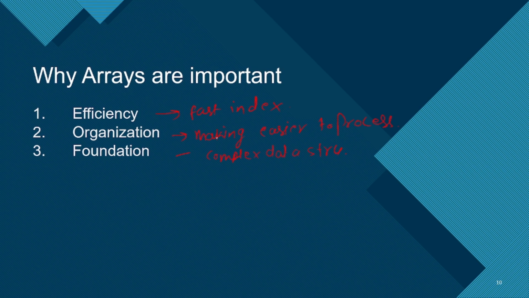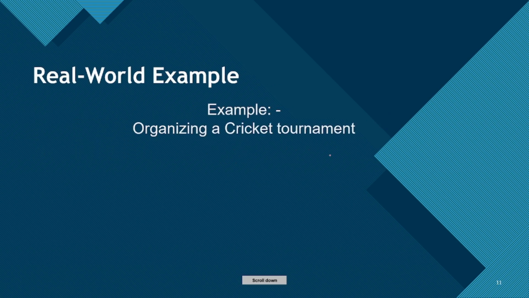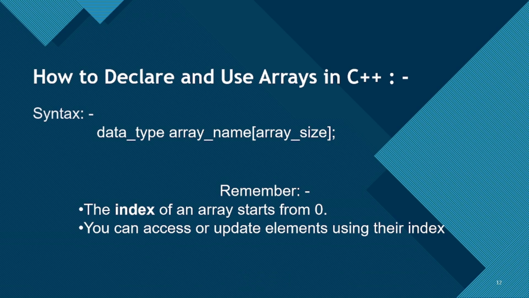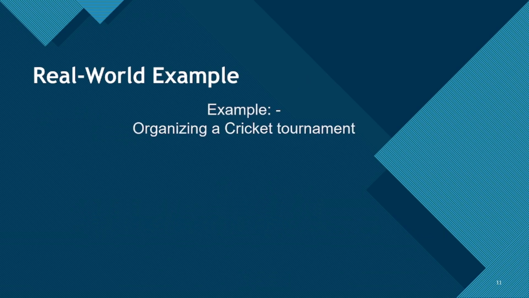So we are taking one real world example. Imagine you are organizing a cricket tournament. You need to store the score of each player in a match. So instead of creating a separate variable for each player, you can use an array to store all the cricketers' scores in one place. So just a second, I will write how we can store.